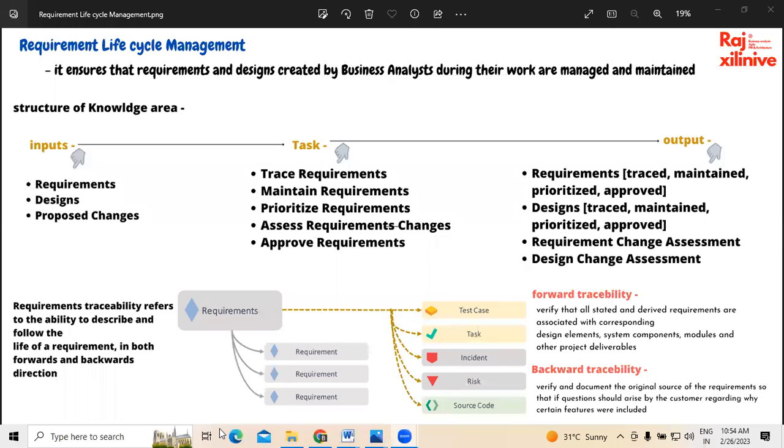Clear? Meena, Manoj, everyone, Abhishek, Kiran. Right, so these are all the different types of requirements we have.